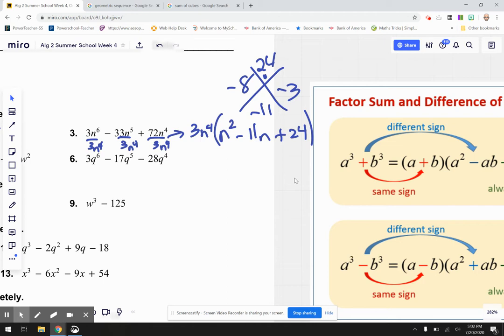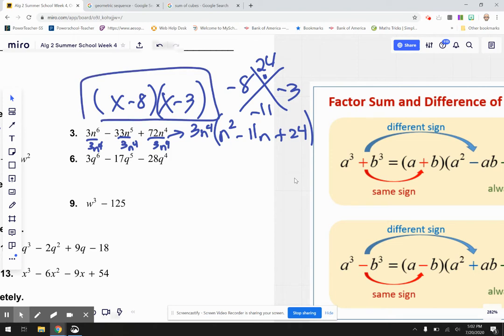So your two factors are x minus 8 and x minus 3. Those are your two factors. Just looking for factors right now. Break it down into smaller pieces.